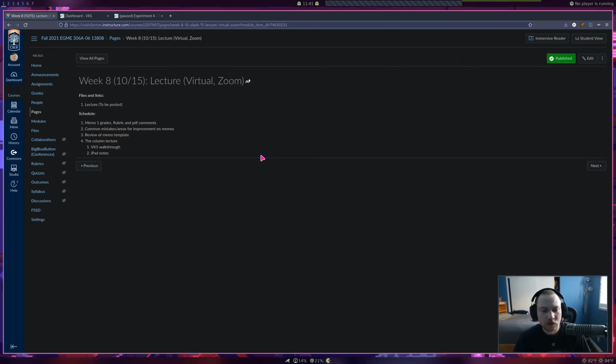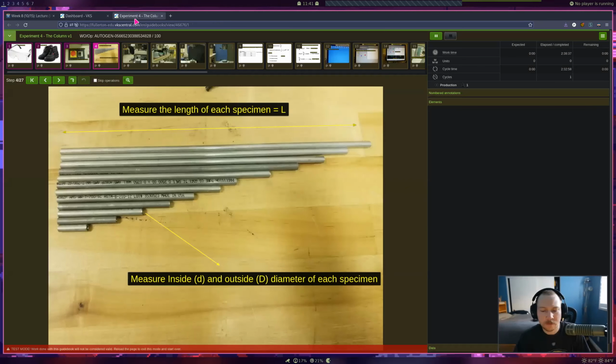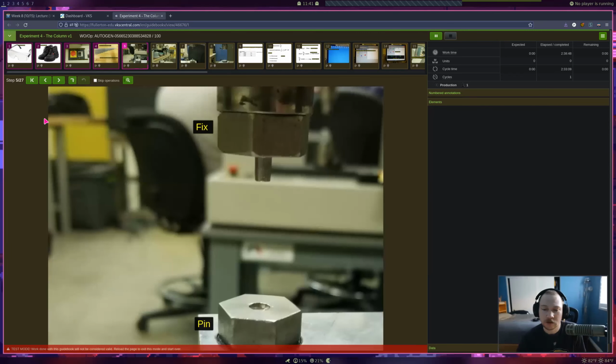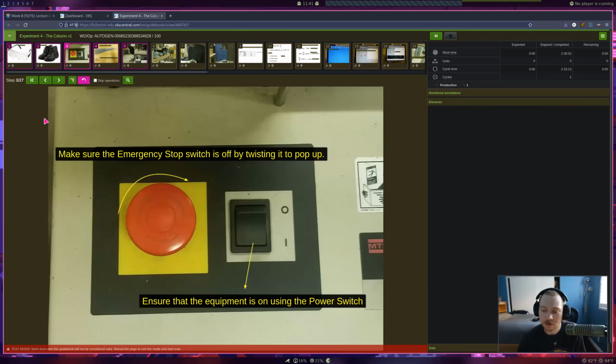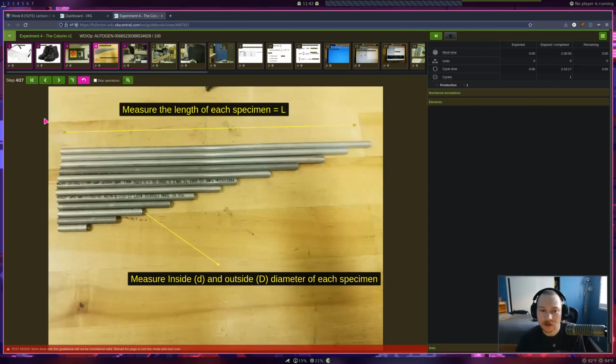Alright, so that's it for that. And before we get started on the actual lecture for the notes, we're going to go over it in VKS. So again, this experiment is the column. So first experiment and second experiment, that was a tension test, right? And then the third experiment was a bending stress test. And this experiment is going to be on compressive stress.